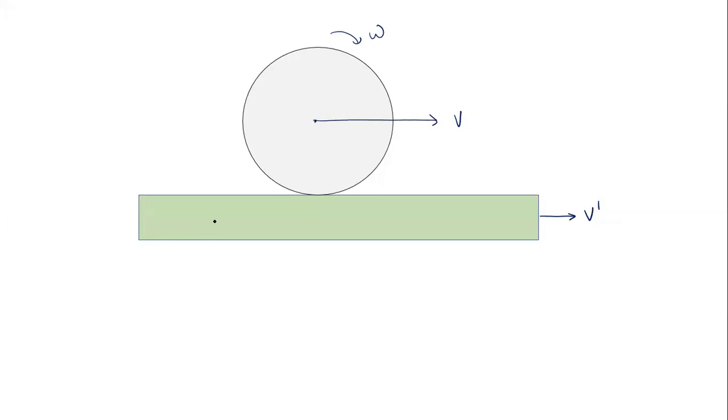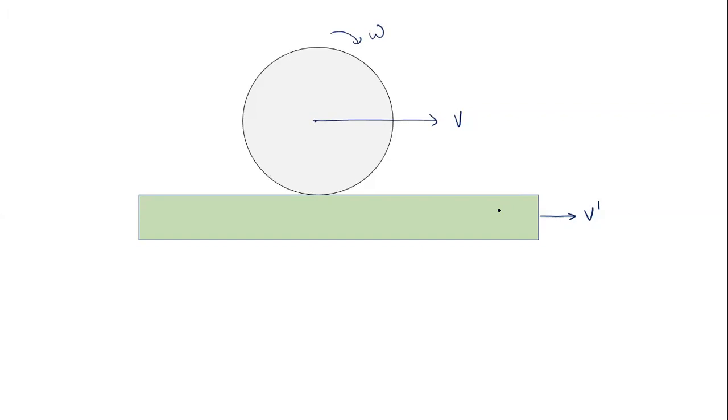Then what will be the condition of pure rolling in this case? V plus v dash must be equal to omega r. Okay, fine. See, v equal to omega r plus v dash.